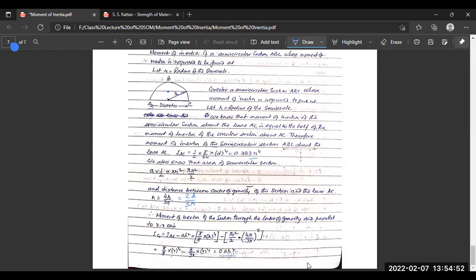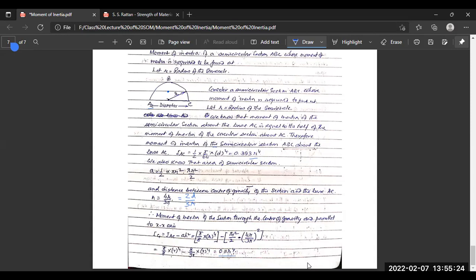IAC, the area moment of inertia about AC, minus A, the area of the semicircle, multiplied by the square of the distance of the CG, the centroid point, from the diameter. So if we put the respective values here, we get the moment of inertia about the central axis of the centroid of the semicircular section.